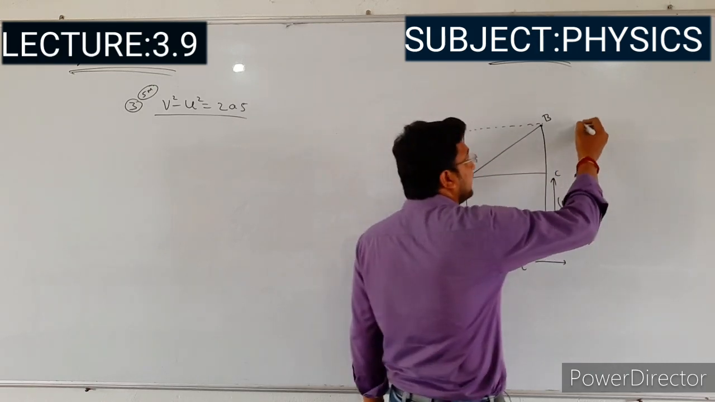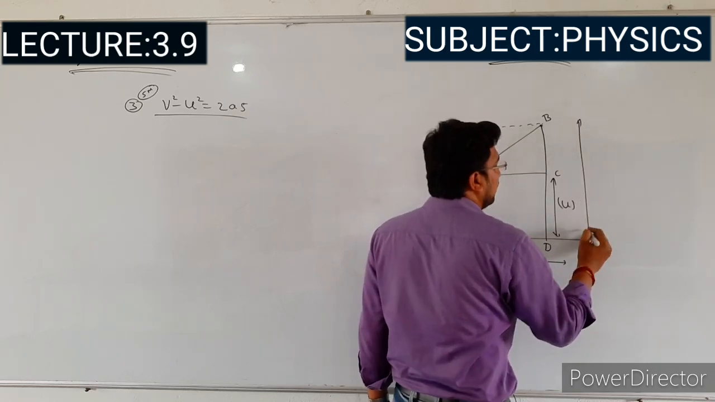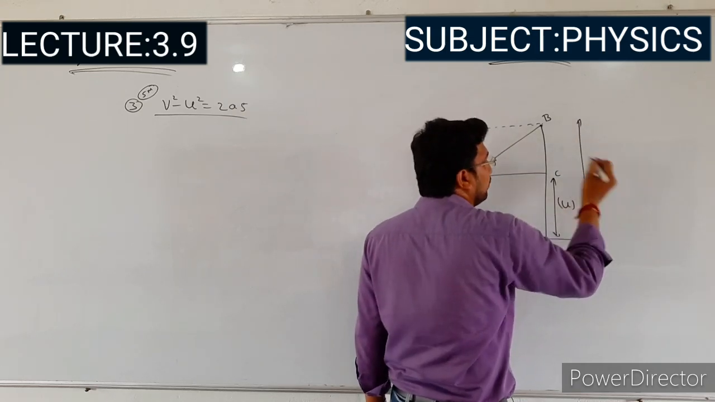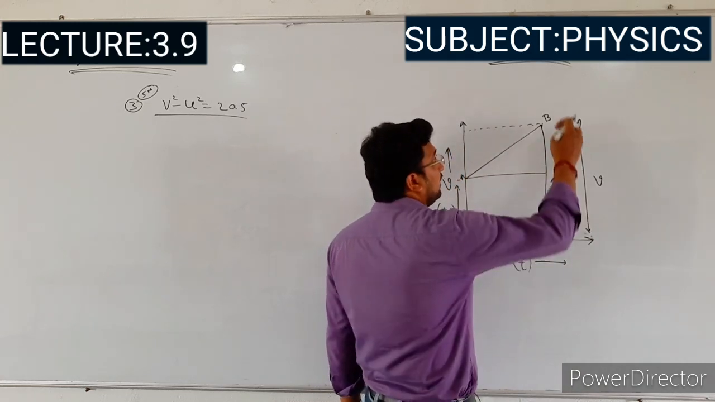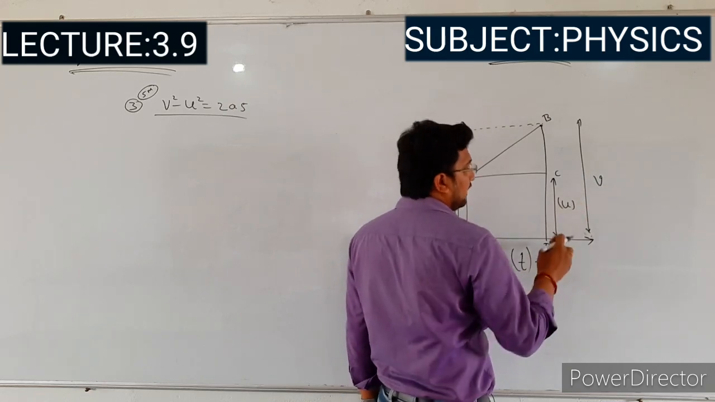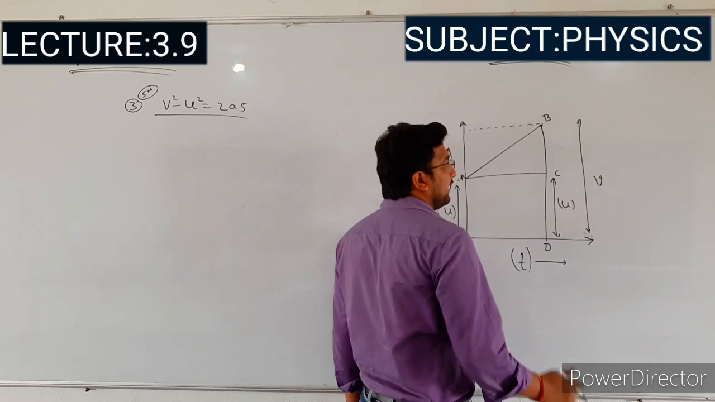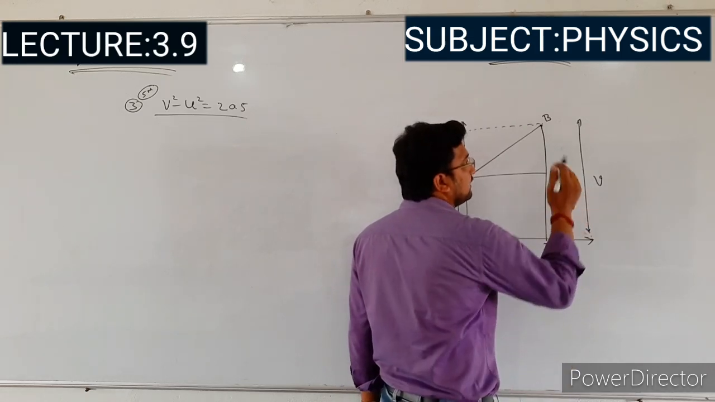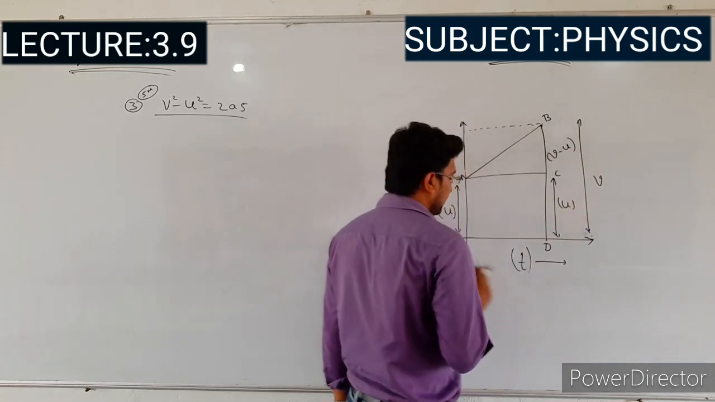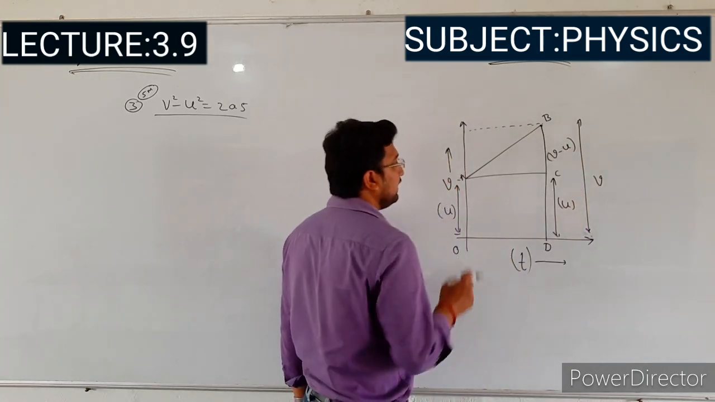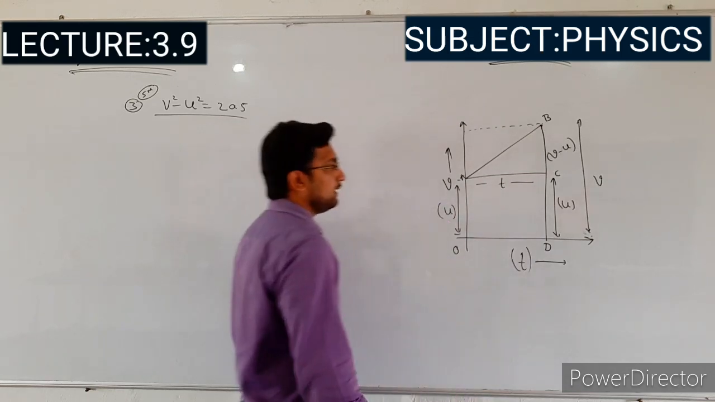And this point B indicates that the final velocity of an object, that is v, right? After t seconds, right? So here BD value is v and DC value is u. So then what is the value of BC here? The value of BC is v minus u. Then, so this OD is the time interval of t second and AC is parallel to the OD. So then this is also t, right?